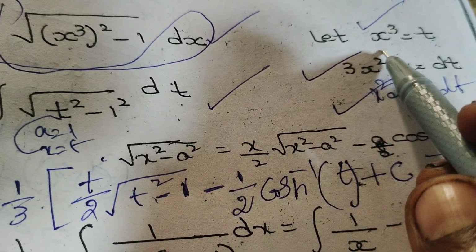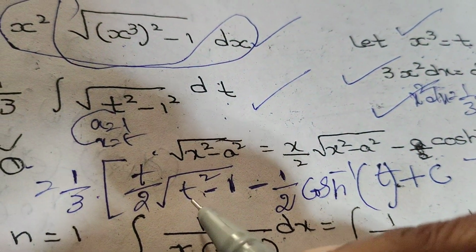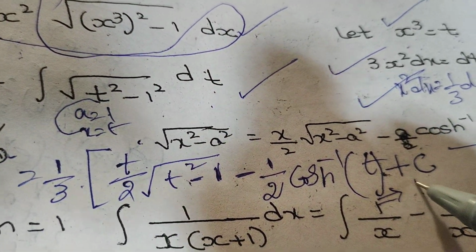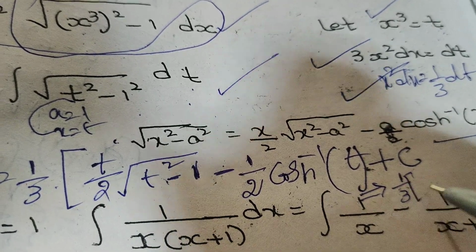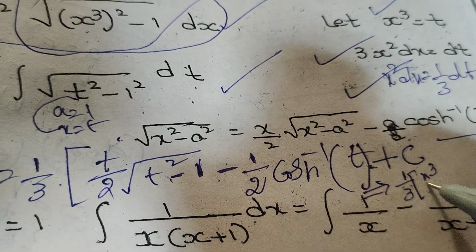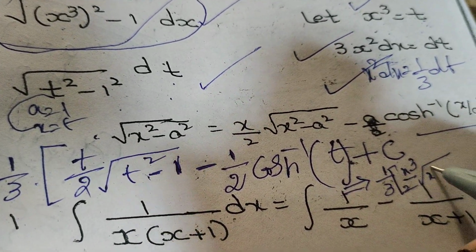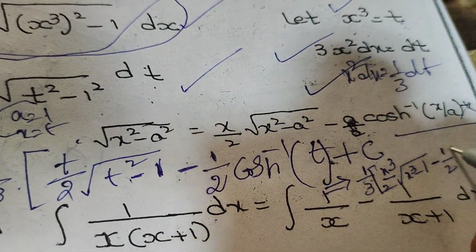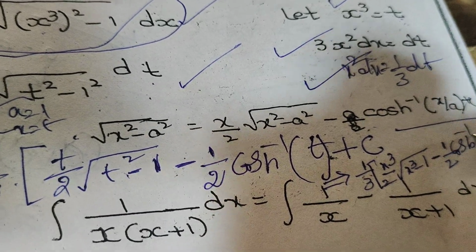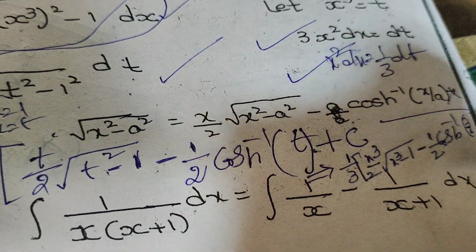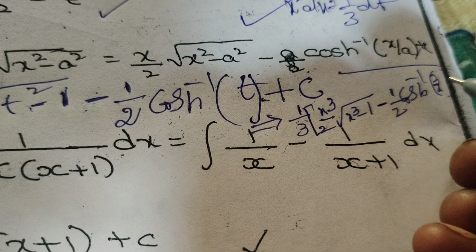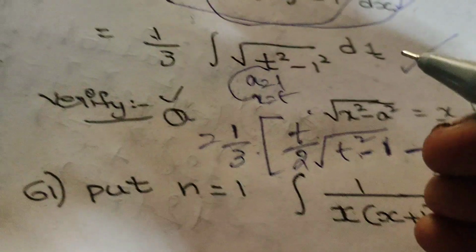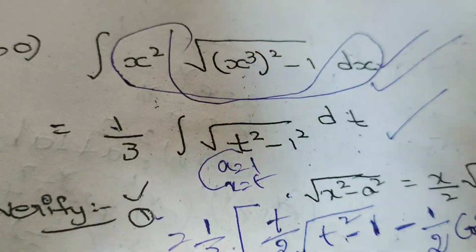Next, in our integral problem, x cubed means t, so in place of t, substitute x cubed. Therefore, 1 by 3 into x cubed by 2 root of x cubed minus 1, minus 1 by 2 cosh inverse x cubed, plus c. This is the solution to this evaluated integral problem. Okay, thank you.